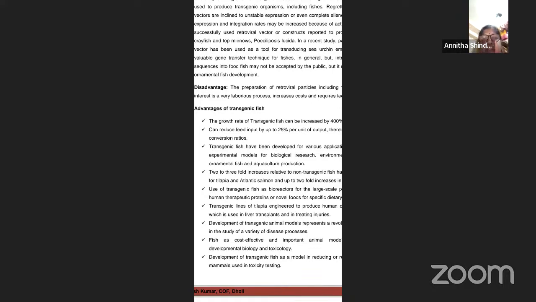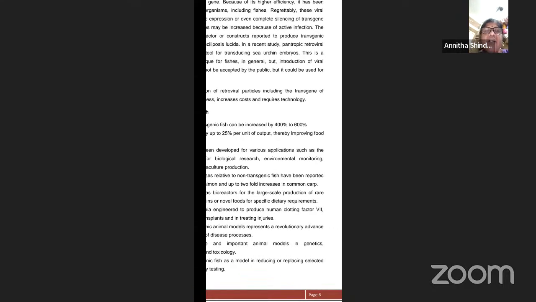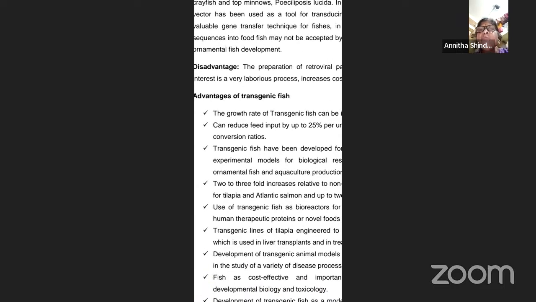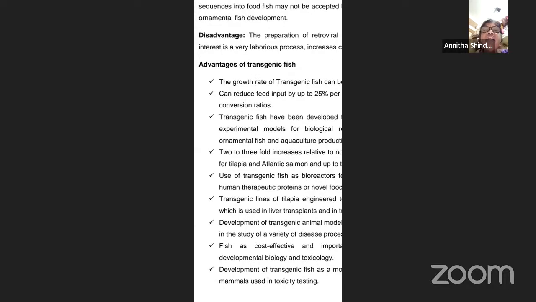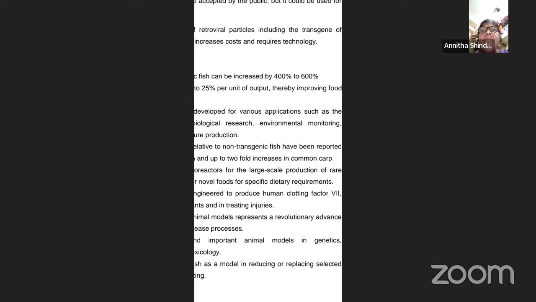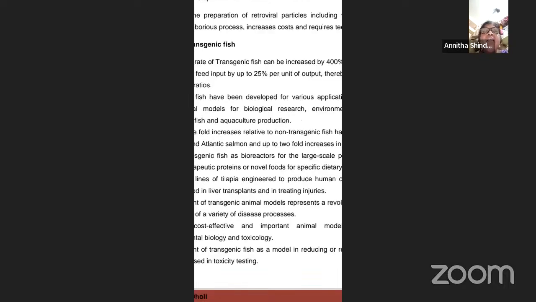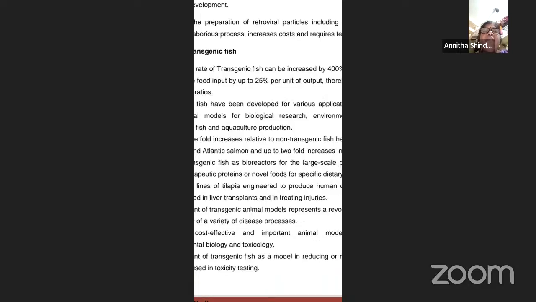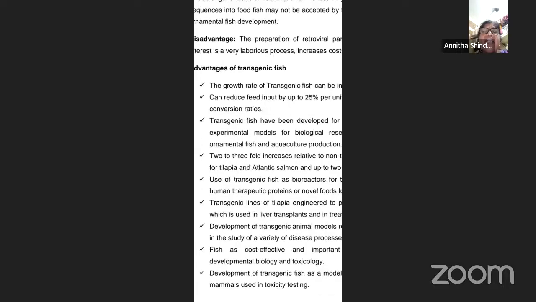Okay. Now coming to the advantages of transgenic fish. Now, we know what are the various techniques that are adopted to produce a transgenic fish, and are these transgenic fishes useful? What are their advantages? We'll see now. So they say that the growth rate of transgenic fishes can be increased by 400% to 600%. Now they can reduce the feed input by up to 25% per unit of output, thereby improving the food conversion ratios.